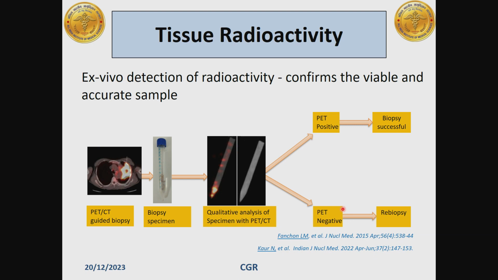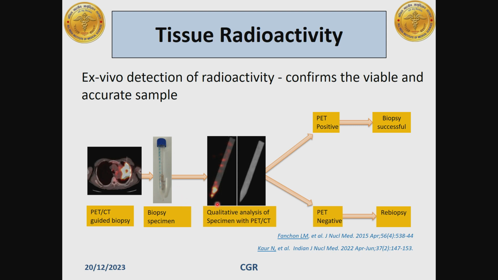Another important concept of the PET-CT guided biopsy is we can always confirm whether we have taken the actual sample of the diseased tissue in the vial by the detection of the radioactivity in the tissue vial, in the sample vial. For example, now this was a lesion and we took the PET-CT guided biopsy, we placed it inside the sample vial and we placed this vial under the PET-CT scanner. Now on the CT you cannot differentiate whether the diseased tissue or a normal tissue has been taken. But if there is a presence of radioactivity in the vial, it means that the biopsy is successful.